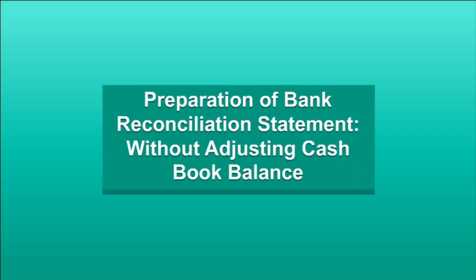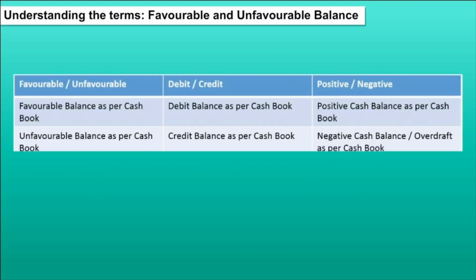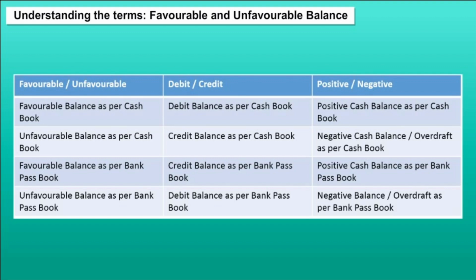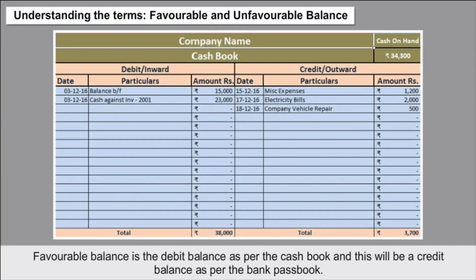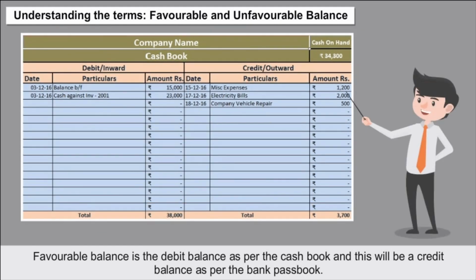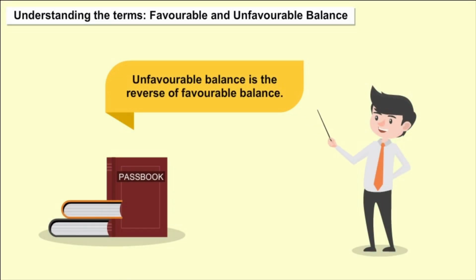Preparation of bank reconciliation statement without adjusting cash book balance. Understanding the terms favorable and unfavorable balance. Favorable balance is the debit balance as per the cash book, and this will be a credit balance as per the bank passbook.